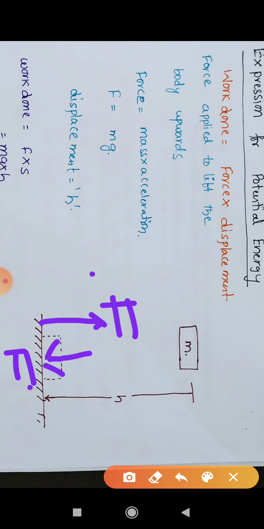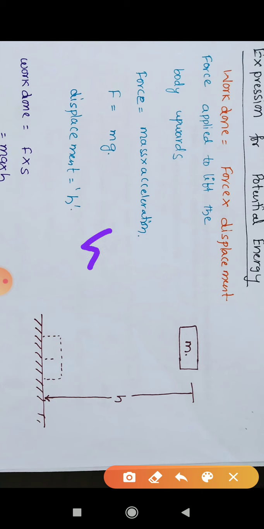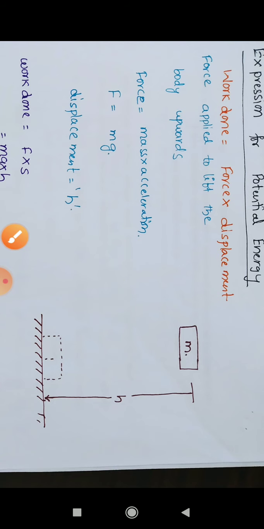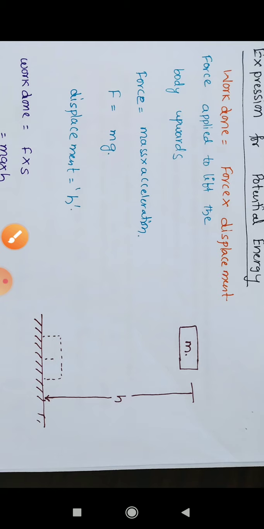So the gravitational force acting on a body is called weight. You have studied in your lower classes that the weight of the object is given as m into g, which we call the gravitational force acting on a body. So we need to apply the amount of force equal to the weight of the body in the opposite direction so that we can lift the object upwards, right? So here we got force as mg, which is equal to the weight of the body.